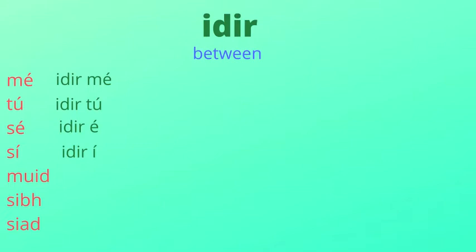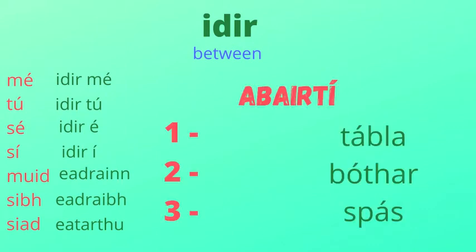Now we'll look at Idir. And the first few are really easy. Idir mé agus tú, idir é. And between us, eadrainn, between you all, eadraibh, and between them, eatarthu.